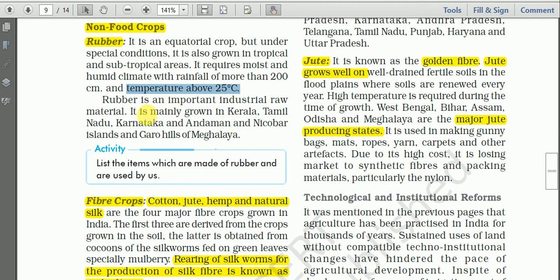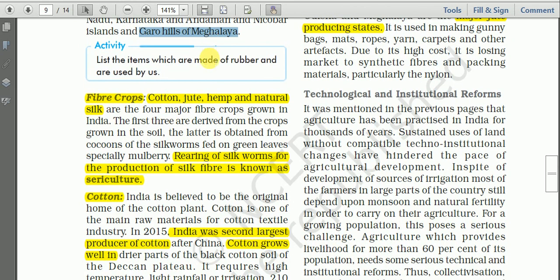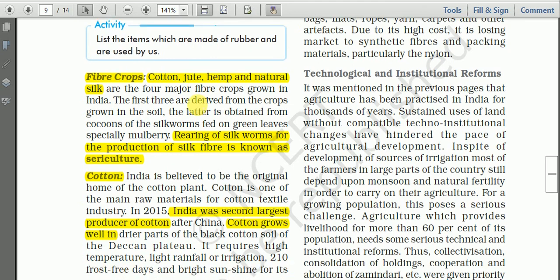About the producing areas, we have Kerala at the top. Then we have Tamil Nadu, Karnataka, the Andaman and Nicobar Islands, and the Garo Hills of Meghalaya. So these are the rubber growing areas. You may try to find out the items made of rubber. I think all of you may be knowing.